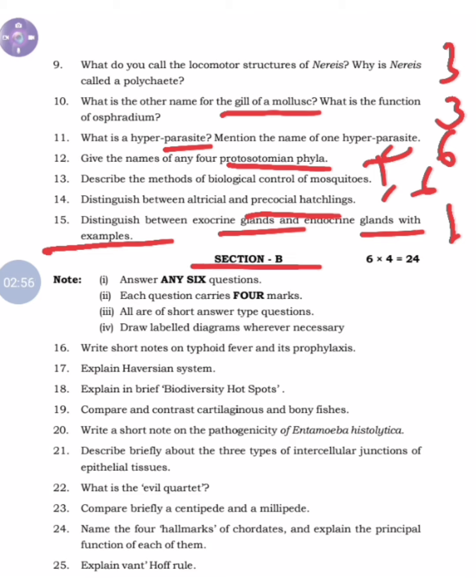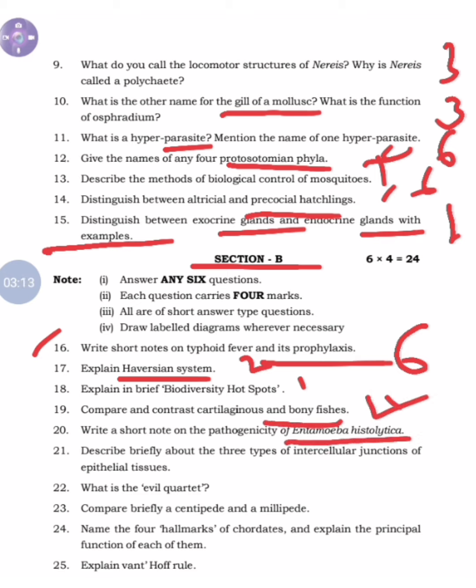Coming to Section B, the 16th one, that is of chapter 6: typhoid fever and its prophylaxis. Hormonal system, chapter 2. Biodiversity hotspots, chapter 1. Cartilaginous and bony fishes, chapter 4. Entamoeba histolytica, chapter 6. Pathogenicity and junctions of epithelial tissues, chapter 2. Evil quartet, chapter 1. Centipede and millipede, we should compare between centipede and millipede. This is of chapter 3, arthropods.